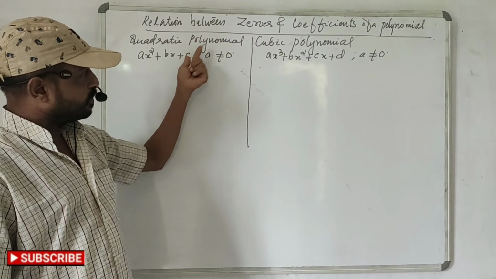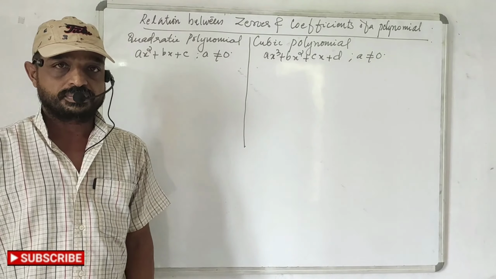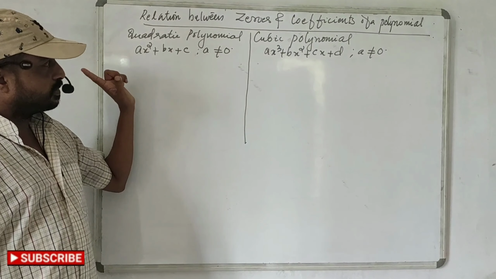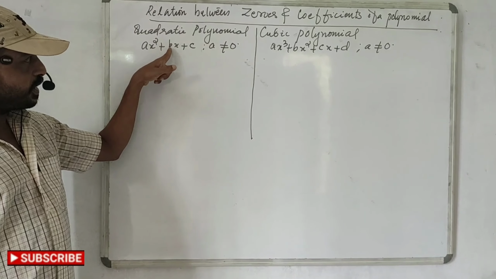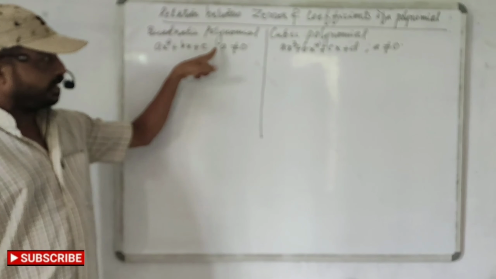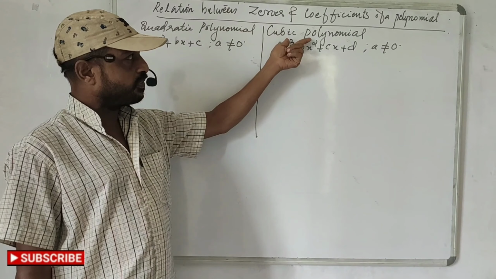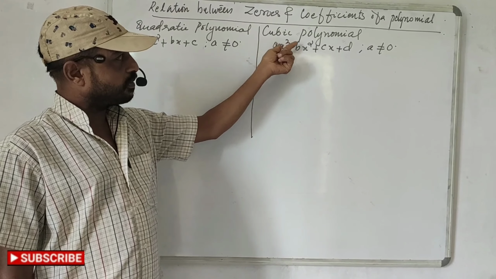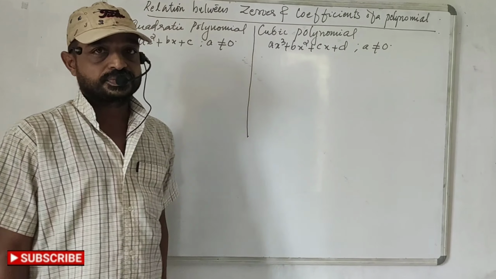We are considering two polynomials. One is a quadratic polynomial and the other is a cubic polynomial. We know that the standard form of a quadratic polynomial is ax square plus bx plus c, where a not equal to 0. And what is the standard form of a cubic polynomial? It is ax cube plus bx square plus cx plus d, where a not equal to 0.